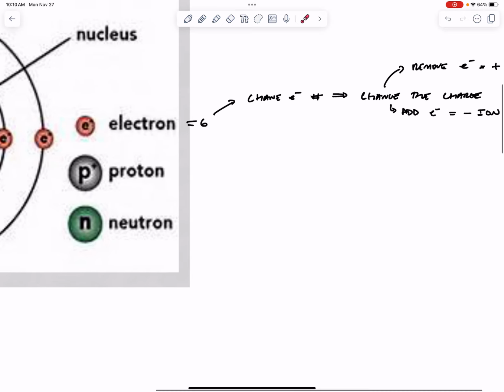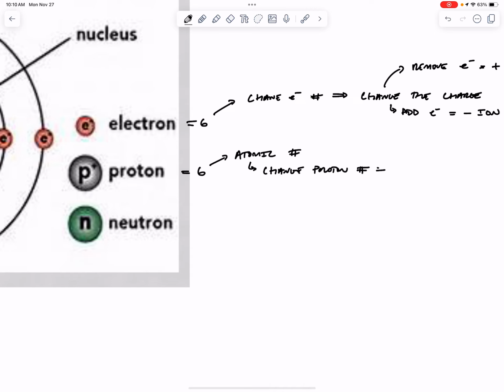The proton number of carbon is 6. This is also called the atomic number. And it is called the atomic number because if you change the proton number, then you change the element.